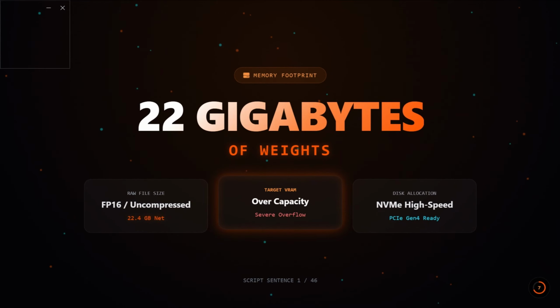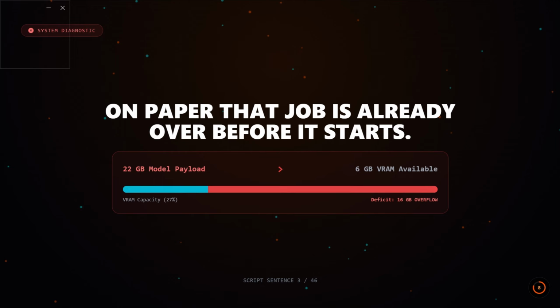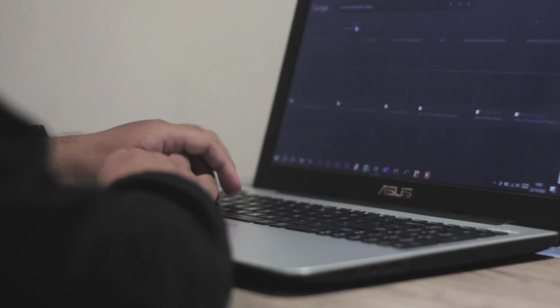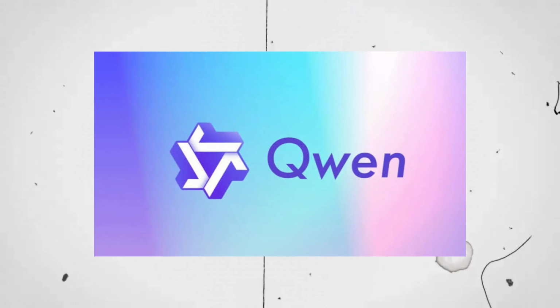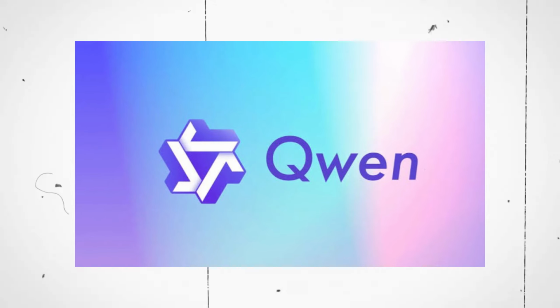22 gigabytes of weights, 6 gigabytes of video memory. On paper, that job is already over before it starts. It is not. I ran it anyway, and it finished at a speed that made me recheck my own command 3 times. Today, I will show you about an AI model that is way heavier but runs on the potato specs.